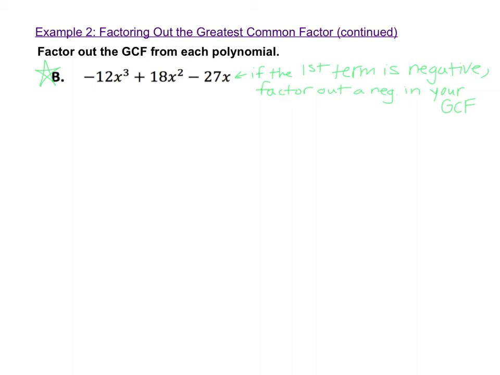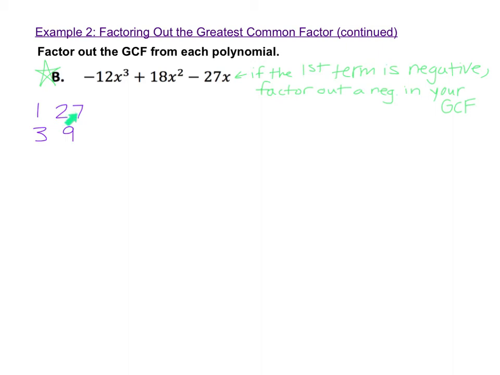So of my numbers, we have 12, 18, and 27. You can look at factor pairs of any of those things, but it's helpful if you find the one that has the fewest number of factors. I know that 12 has 3 factor pairs. 18 also has 3 factor pairs, but 27 only has 2 factor pairs. So I'm going to list the factor pairs of 27. 1 times 27, or 3 times 9.